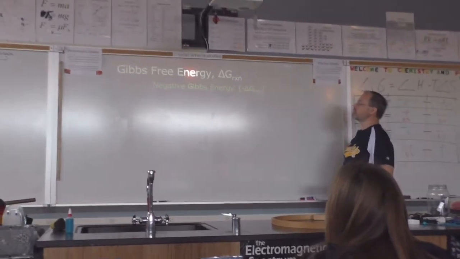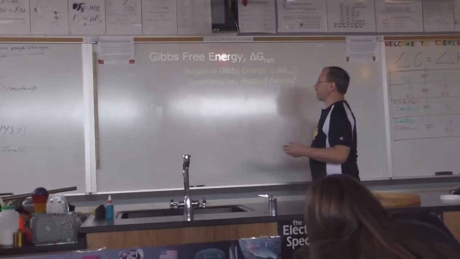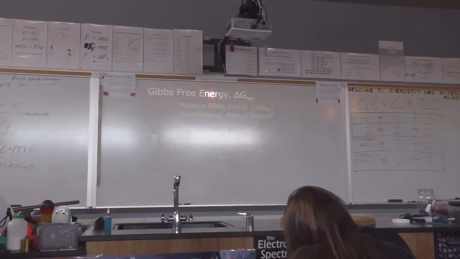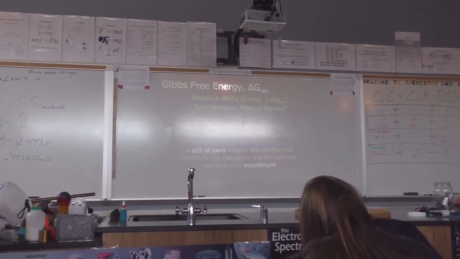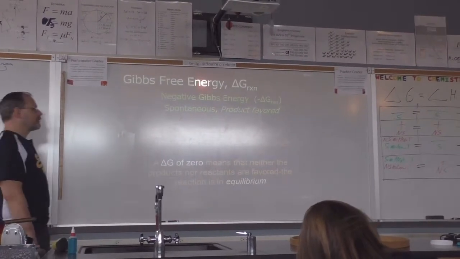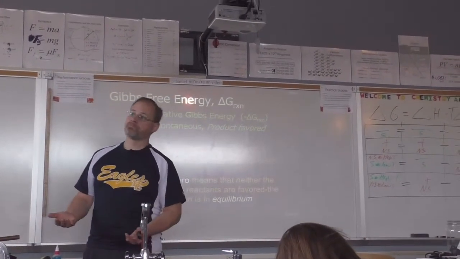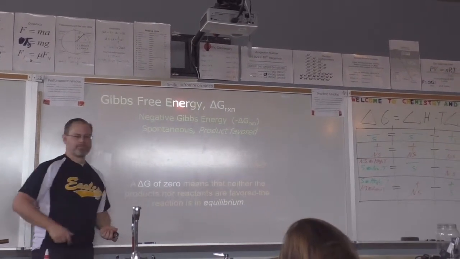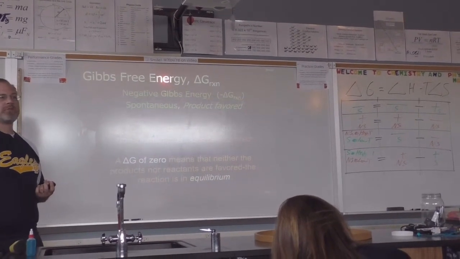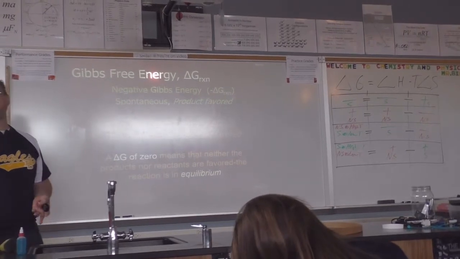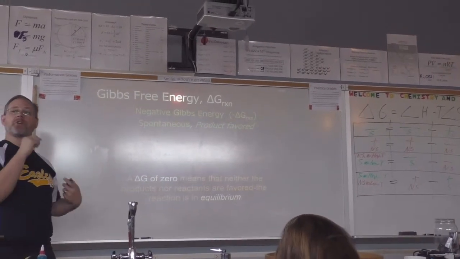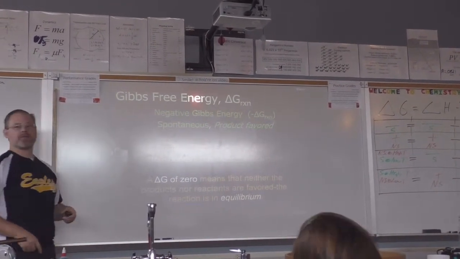Okay, so negative Gibbs free energy is spontaneous. We also say it's product favored. And a positive Gibbs free energy is non-spontaneous, and we call that reactant favored. Like Parker mentioned in the back, a delta G of zero means neither the products nor the reactants are favored. They're in equilibrium. Just like we've been learning, at equilibrium, the forward reaction and the reverse reaction are happening at the same rate. They are neither product favored nor reactant favored. The reaction is in a state of equilibrium.